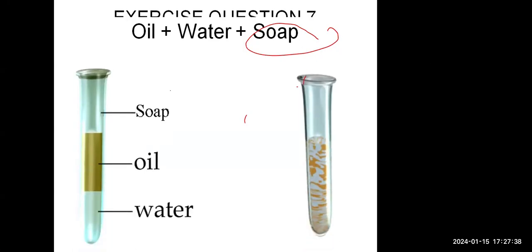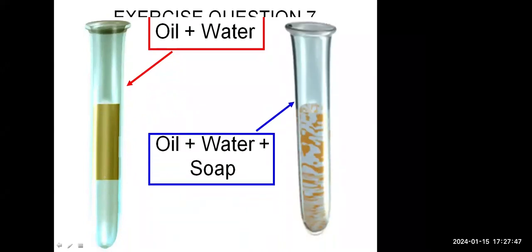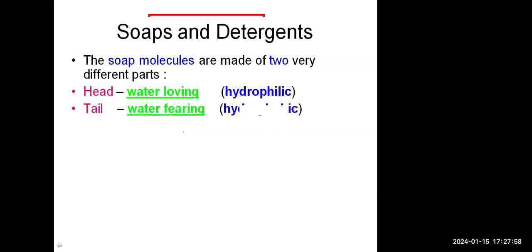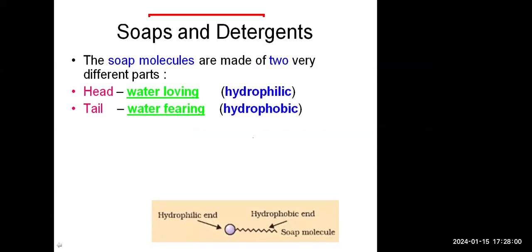See, this is what has happened. So what has soap done to oil and water? Now this is the comparison. This is only oil and water. This is oil and water with soap. Soap is a linear molecule. It has 2 ends. One is hydrophilic, the other one is hydrophobic. This is the soap molecule you can see here. This is the head part, hydrophilic part, and the tail part, hydrophobic part.